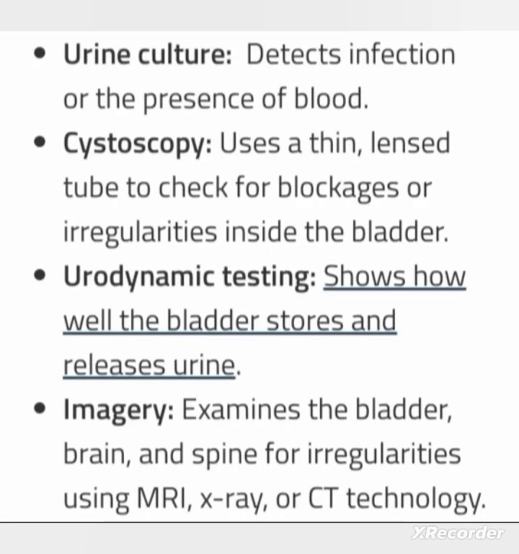Diagnostic tests for neurogenic bladder include assessment of history, then assessment of fluid intake output chart, then residual urine volume analysis, then urine analysis and urine culture, then cystoscopy, then urodynamic test for assessment of bladder storage or release of urine, then imaging, that is CT scan, MRI, X-ray, all of which can be done in order to confirm the neurogenic bladder. The main diagnostic test is the urodynamic studies.